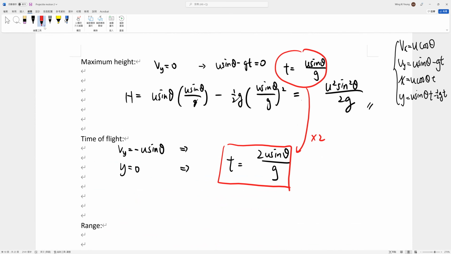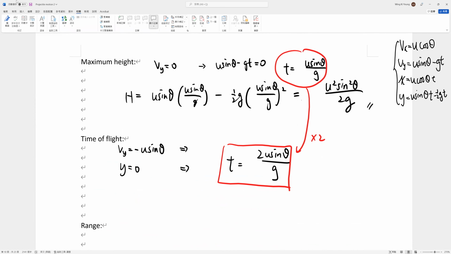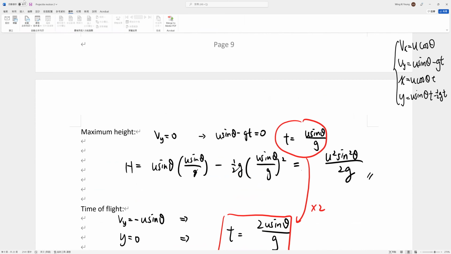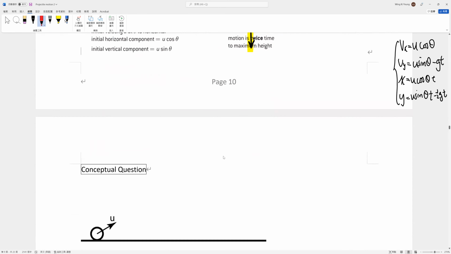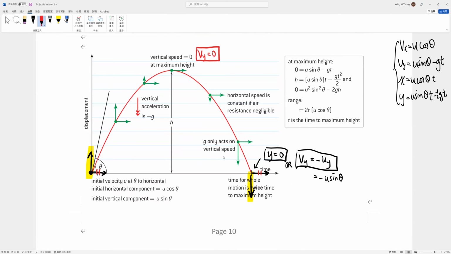Why is it like that? Now, because the motion is always symmetric. Take a look at this diagram. This is the essence of symmetry. The horizontal displacement for the first half and the second half are the same. Also, the times are the same. So that's why it should be double.